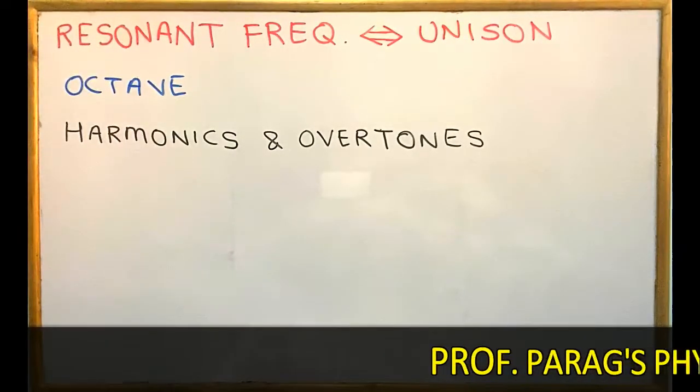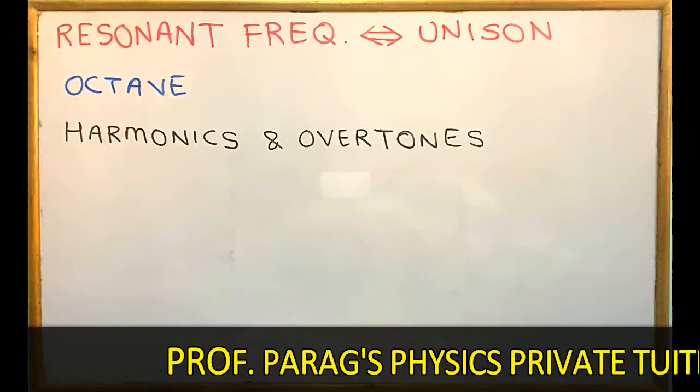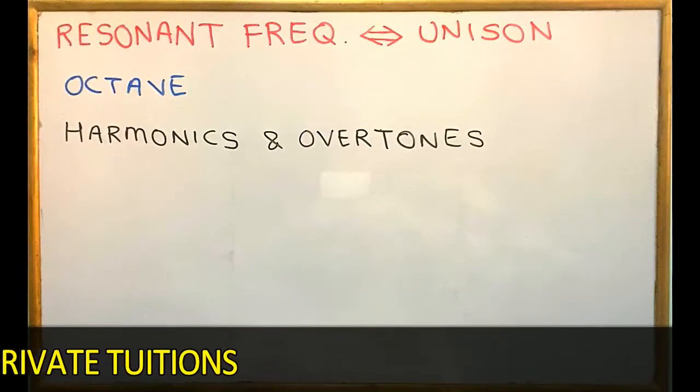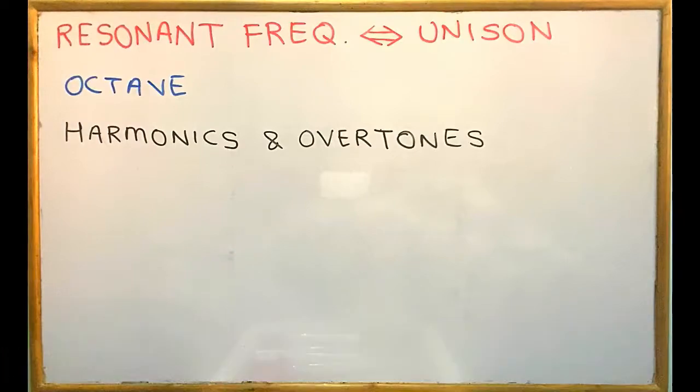Hi everyone again. Today we are going to understand the various terms which we will encounter while solving the MCQs for waves and sound chapter. So there are five terms that we need to understand. First is what do we mean by resonant frequency? Second is unison. Third is octave. Fourth is harmonics. And the fifth one is overtones. So let's understand them one by one.